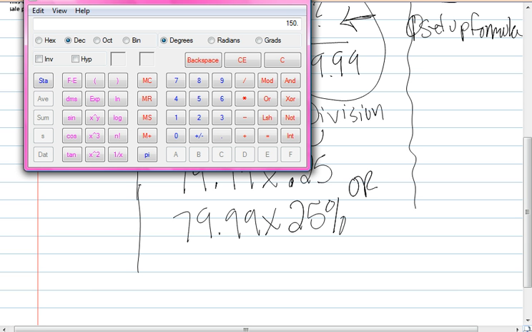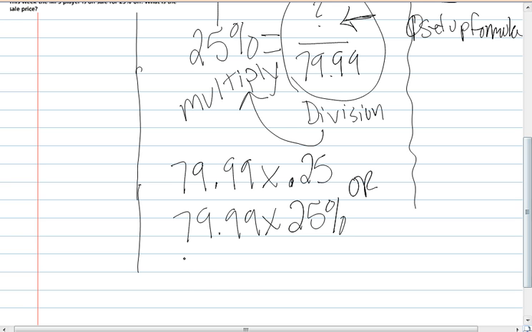So I'm going to go to my calculator. I don't have a nifty handy dandy percent button on my calculator, so I have to use the decimals. So I'm going to type 79.99 times 0.25. Uh-oh, Miss Duncan typed the numbers in wrong. 79.99 times 0.25. There we go. And that tells us it's a difference of $19.9975. Well, we're talking money here, so we're going to round it off to $19.99.